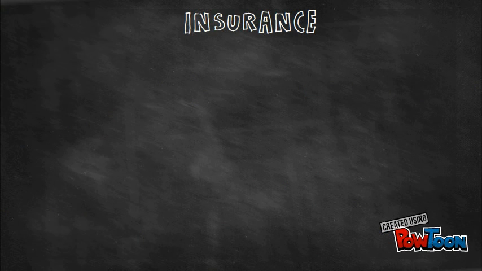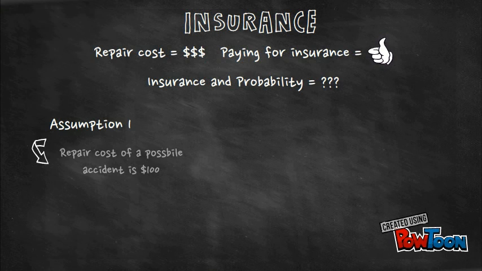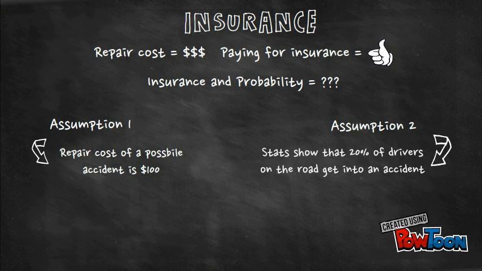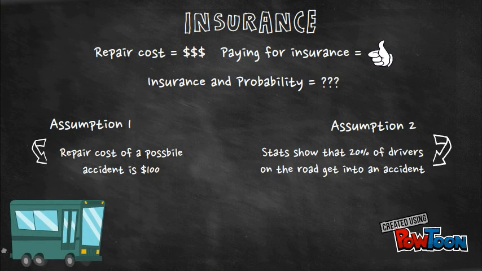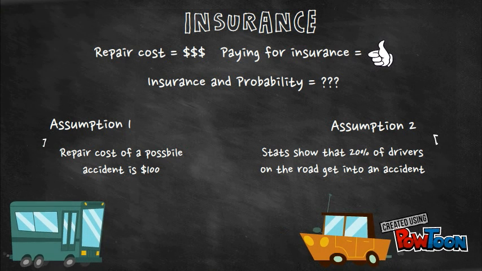To avoid paying for the full repair cost of a possible accident, people pay for insurance. But what does insurance have to do with probability? Well, the company has to charge an appropriate premium for their drivers, and they figure this out by using statistics and data. For example, let's say that 20% of drivers on the road get into an accident.